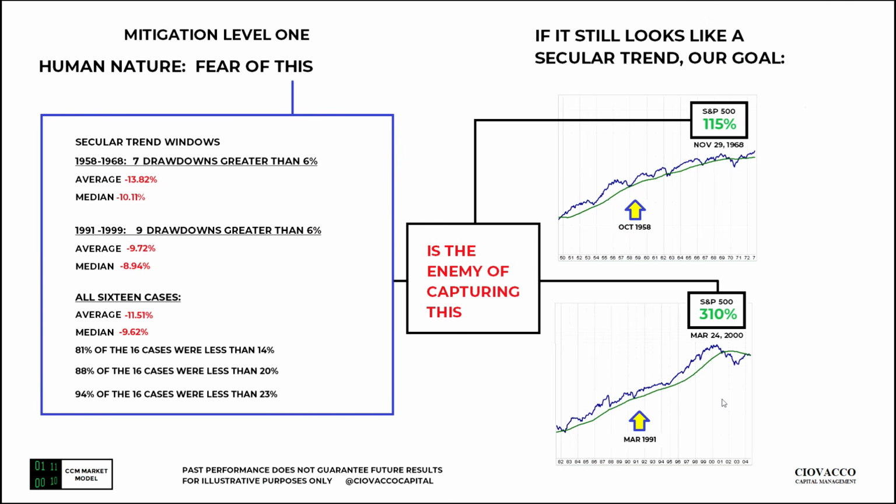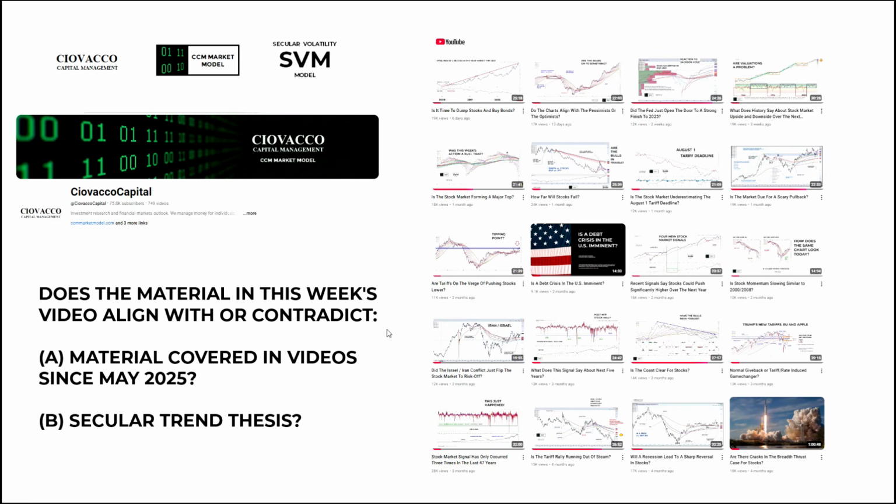On the other side of the ledger, we also want to always continually ask and answer, does the data that we have in hand today align with or contradict the secular trend thesis? And in this week's video, we'll ask and answer another question. The 6 signals that we're about to cover, do they align with the material that we've covered in videos since May of this year? Or do they contradict the bullish topics that we've covered on the right side of your screen?